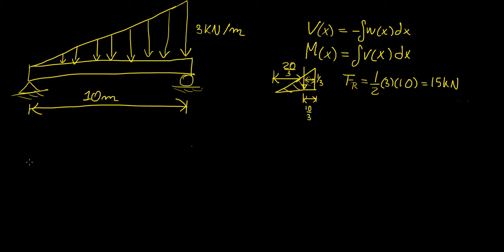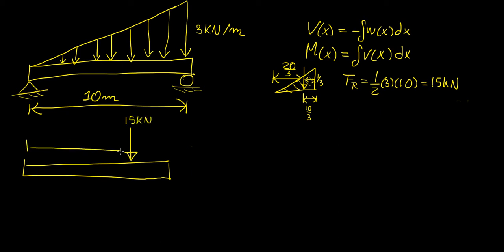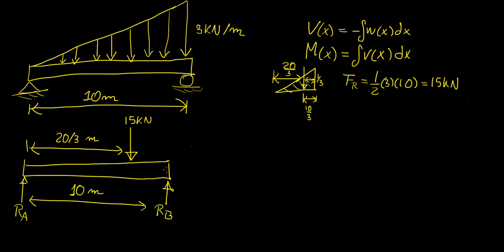Alright, so now that we have that, we can draw a simple free body diagram. So we're going to place our resultant force over here, which is 15 kilonewtons, and it is going to be located at 20 divided by 3 meters from the left hand side. Here we're going to have two reactions, reaction A in the y direction, but the reaction horizontal is going to be 0 because there are no external reactions here that are horizontal, and then over here just the reaction, let's call it RB. And we know that the total distance between those 2 points is going to be 10 meters. And this is going to allow us to solve for those reactions.